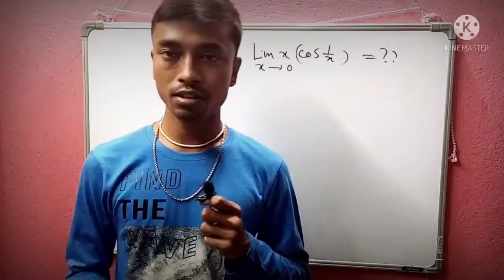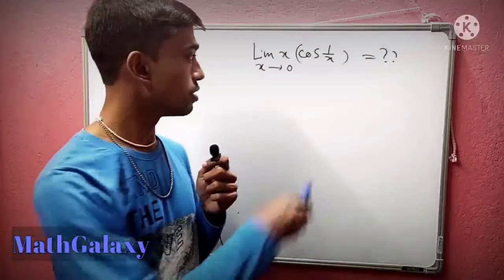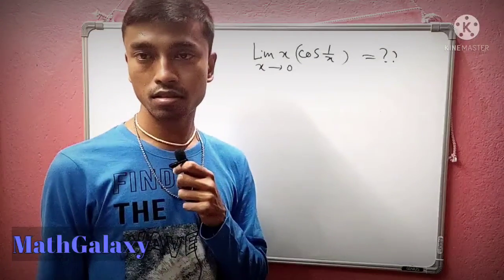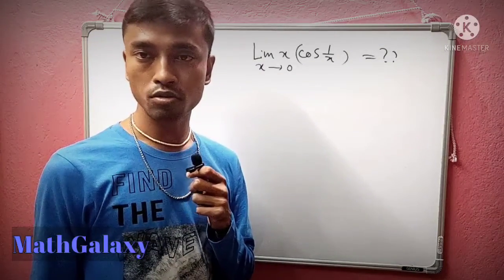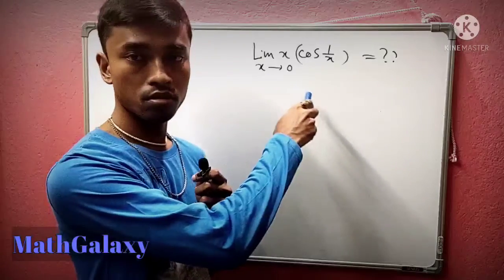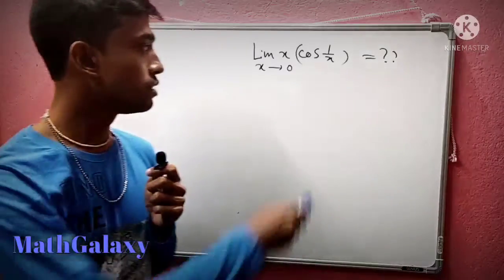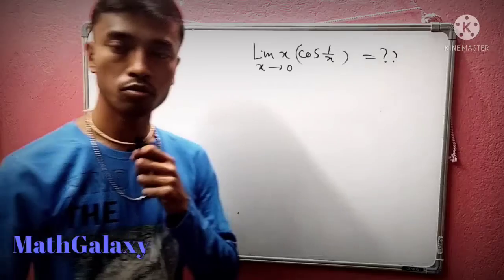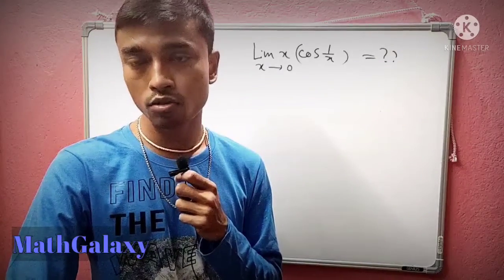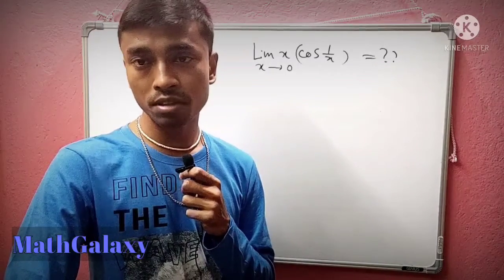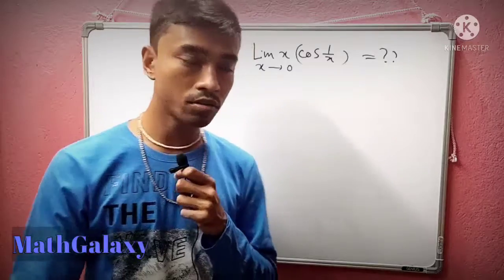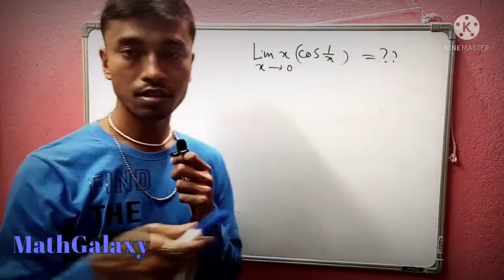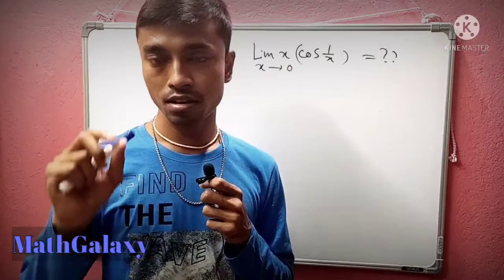And today we got this very beautiful problem: the limit of x cos 1 by x as x tends to 0. If you look at this function, x cos 1 by x, at first you have to think about what the domain of this function is. The domain is generally R minus 0, because you can see that cos 1 by x cannot be defined at 0.